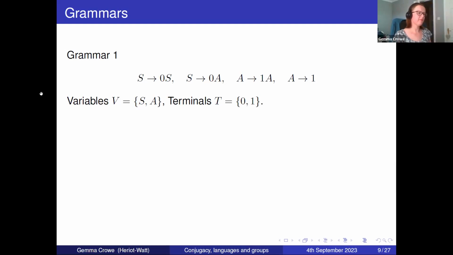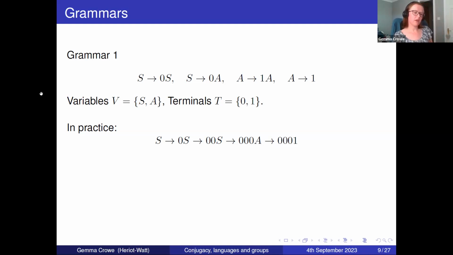Okay. So how does this work in practice? How do we generate words? Well, for example, I could create the word 0001 by starting at S and simply just picking this sequence of rules. Hopefully it's clear that I take the first rule, for example, to get me to 0S, and then I take the first rule again, etc. So you're just choosing different rules to get you to different words.